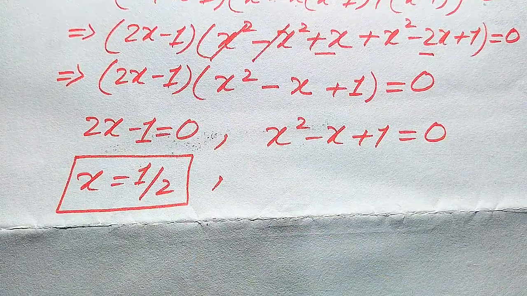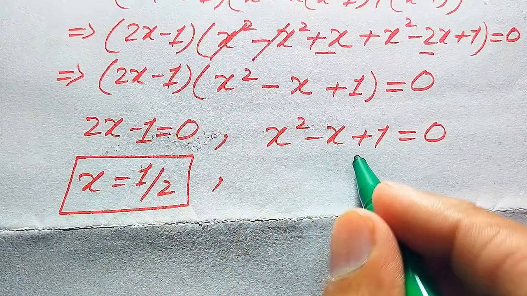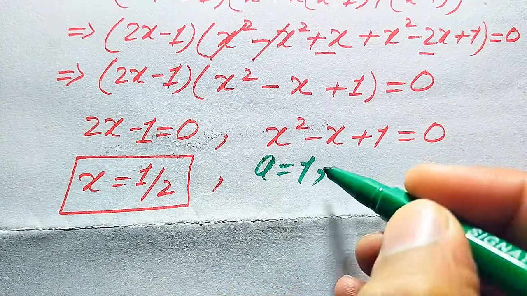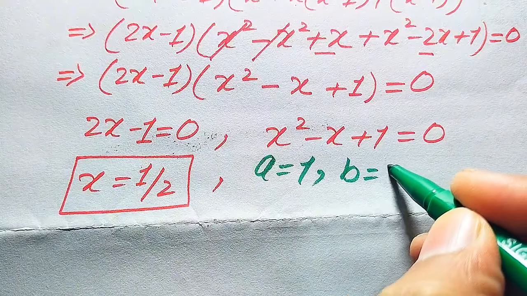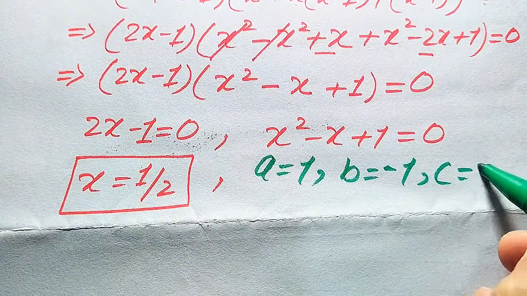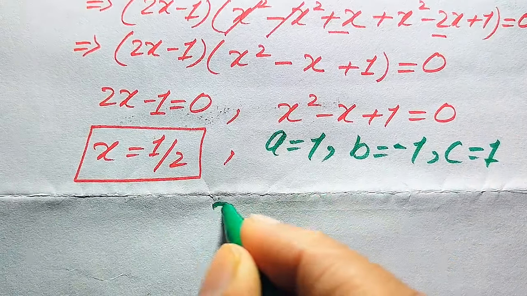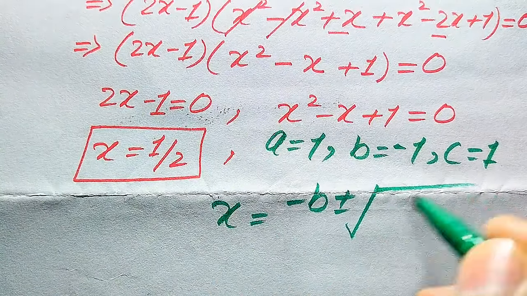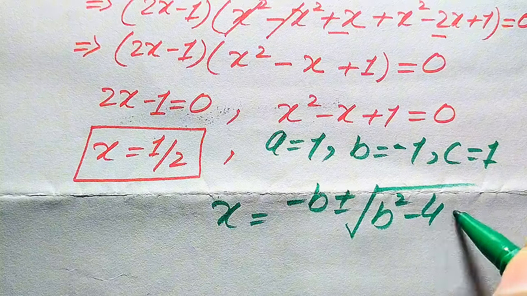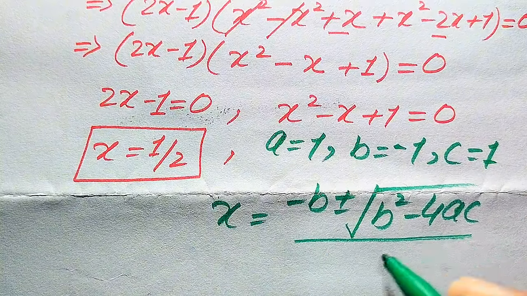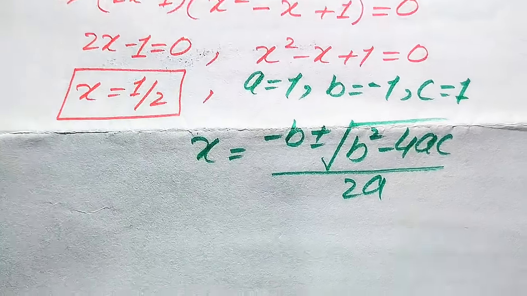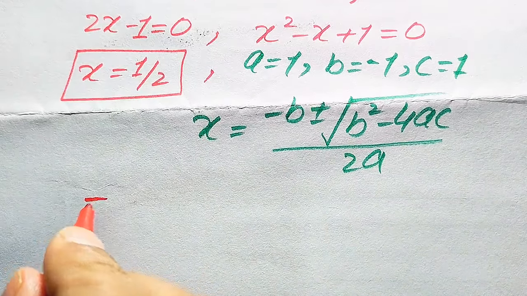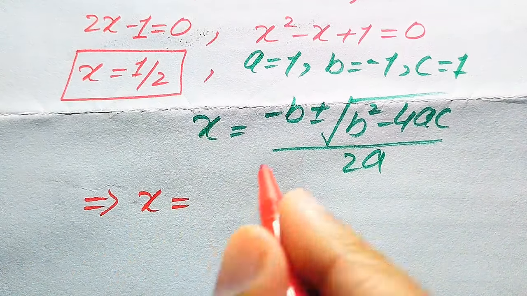And here we need to apply the quadratic formula in order to solve this quadratic equation. For this we write the coefficients of this equation, and these are a equals 1, b equals minus 1, and c is equal to plus 1, and we state the quadratic formula as x is equal to minus b plus minus square root of b square minus 4ac, divided by 2a. This is our quadratic formula, and here we need to substitute the values of a, b and c, and it will be written as x is equal to minus b.